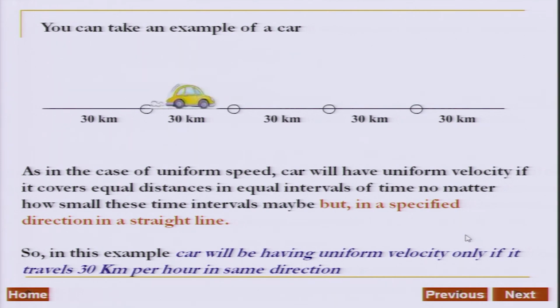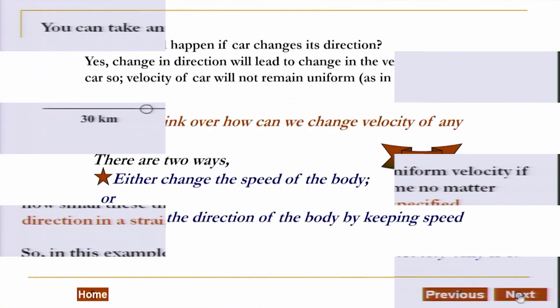You can take an example of a car. As in the case of uniform speed, car will have uniform velocity if it covers equal distance in equal intervals of time, no matter how small these time intervals may be, but in a specified direction in a straight line. So in this example, car will be having uniform velocity only if it travels 30 km per hour in same direction. Now you can move to the next once you have read this material.